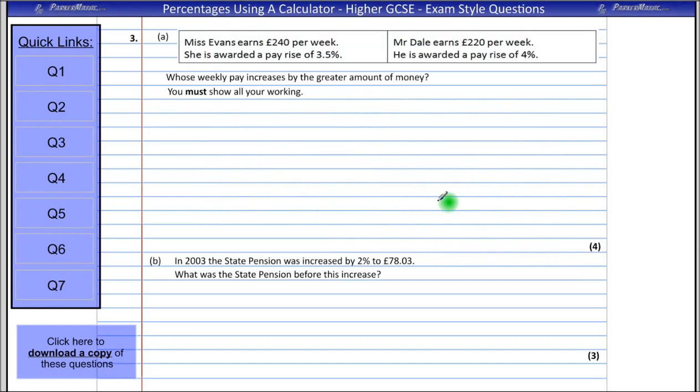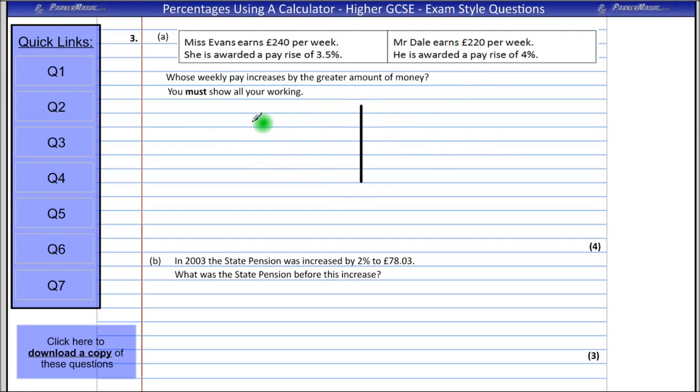Question 3, Part A. Miss Evans earns £240 a week. She is awarded a pay rise of 3.5%. And Mr Dale earns £220 per week and he's awarded a pay rise of 4%. Whose weekly pay increases by the greater amount of money? And it says we must show our working. So in a question like this, when you're comparing two things, it's often useful to split it into two calculations.